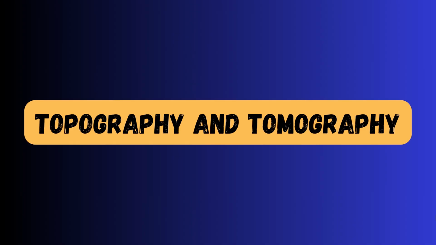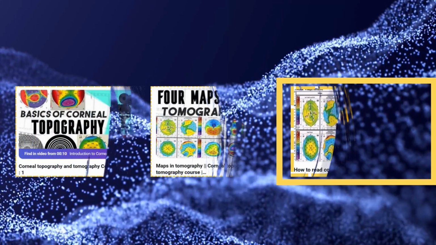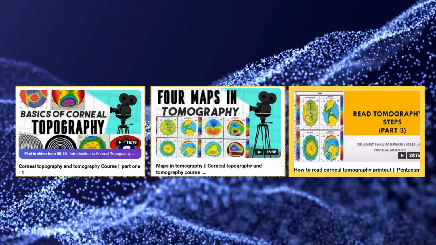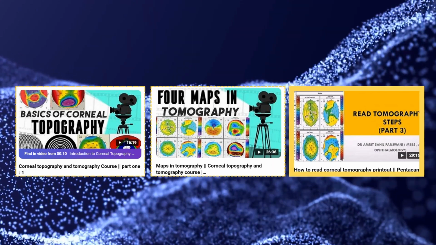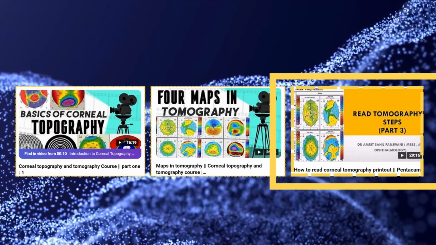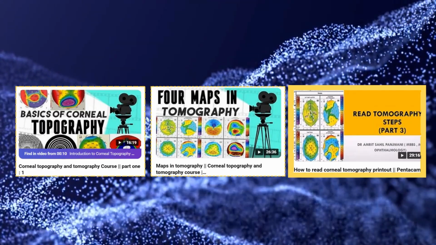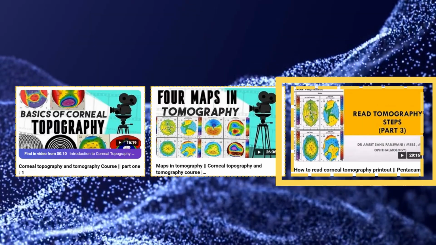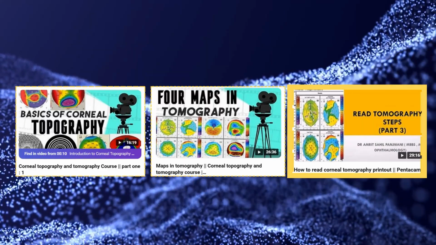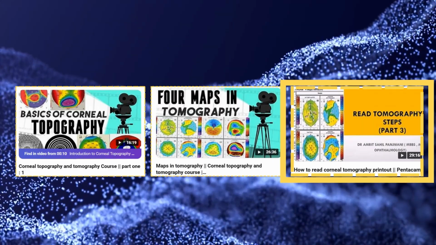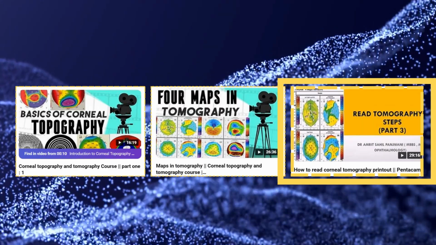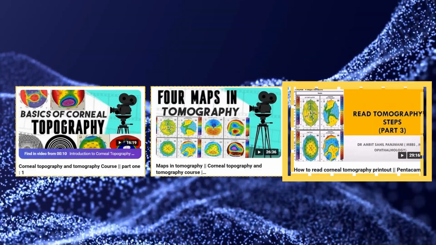Now, let's talk about the core of this lecture, that is, topography and tomography in keratoconus. We already have 3 videos in our course dedicated to topography and tomography, where we discuss the basics of corneal topography, the 4 primary maps, and how to read a tomography report. You'll find links to all of these in the description box. In this video, we'll be discussing many overlapping points from our 3rd video, how to read tomography. So I highly recommend you watch that first if you haven't already.